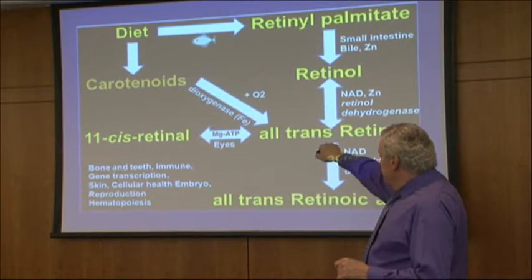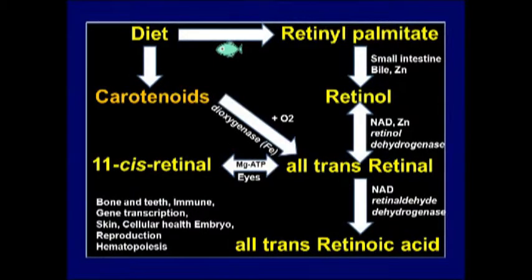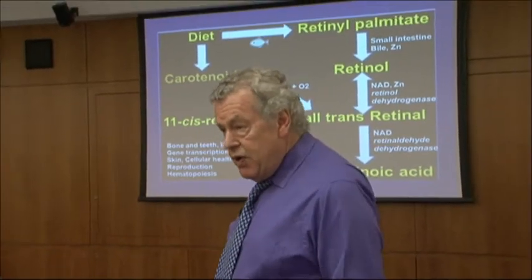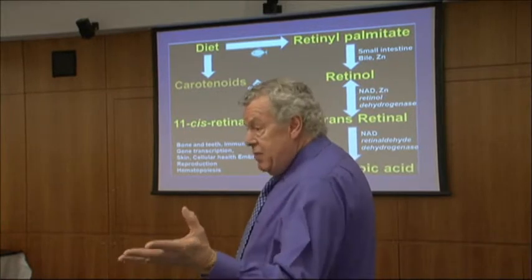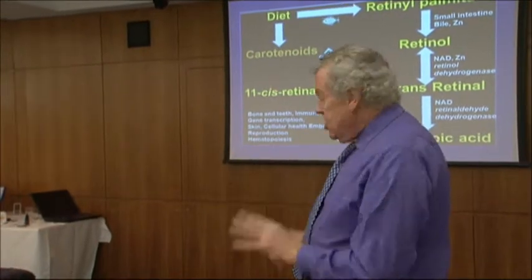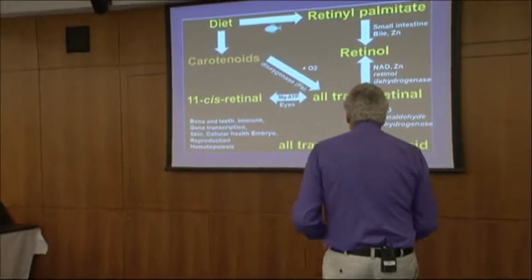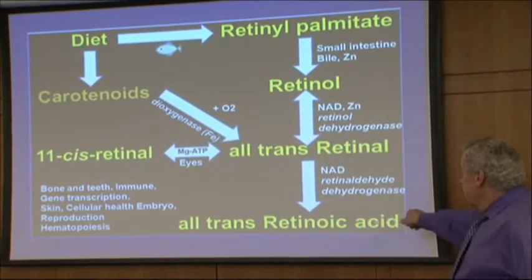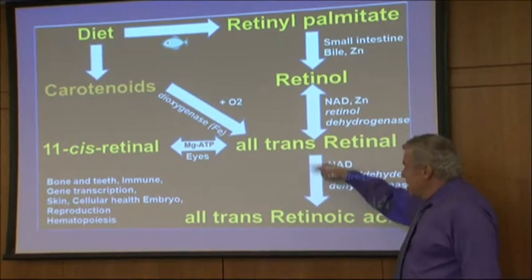Vitamin A is used as retinal. The rest of it goes to bones, teeth, immune system, gene transcription, skin, cellular health, embryo, reproduction, and the formation of blood, red blood cells. So this is important in hypoxia, very, very important in hypoxia, because it actually goes to make red blood cells from the bone marrow itself. So vitamin A has tremendous amounts of functions, just like vitamin D. But the one that does that is the conversion of the aldehyde into all-trans retinoic acid. And this is a one-way step.